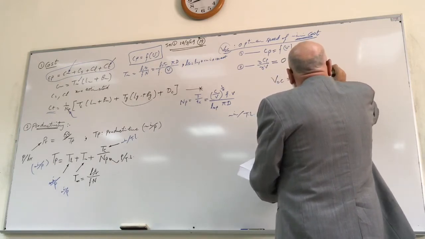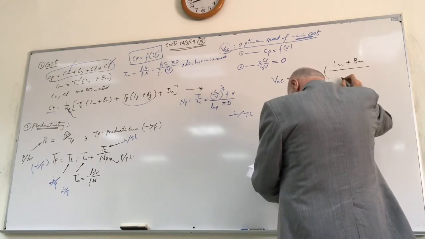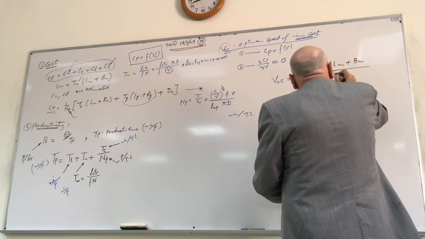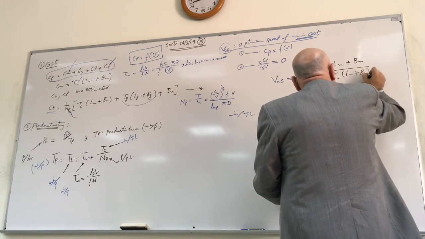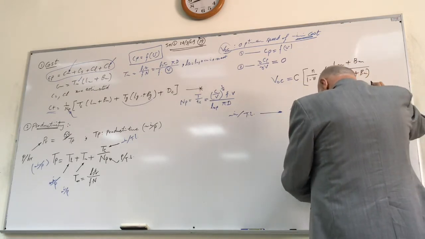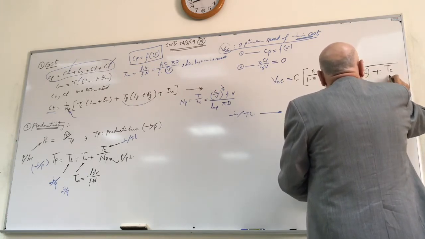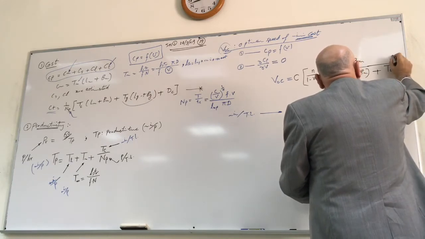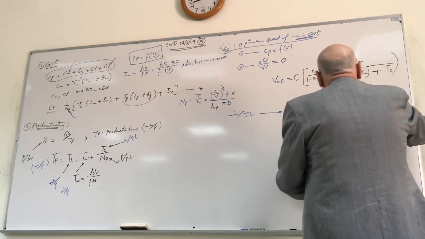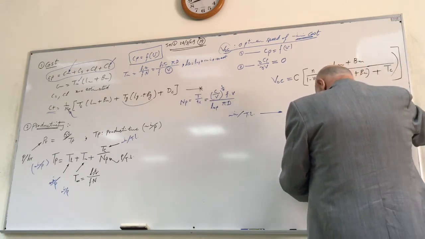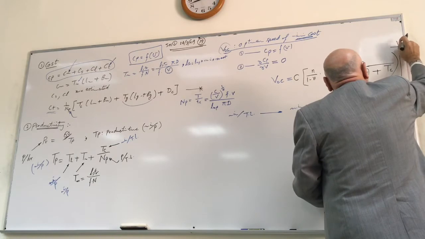Multiply V, chaining tool multiply V L M plus V M, plus T C. This is all to the power N. I'll go left and set the power N.